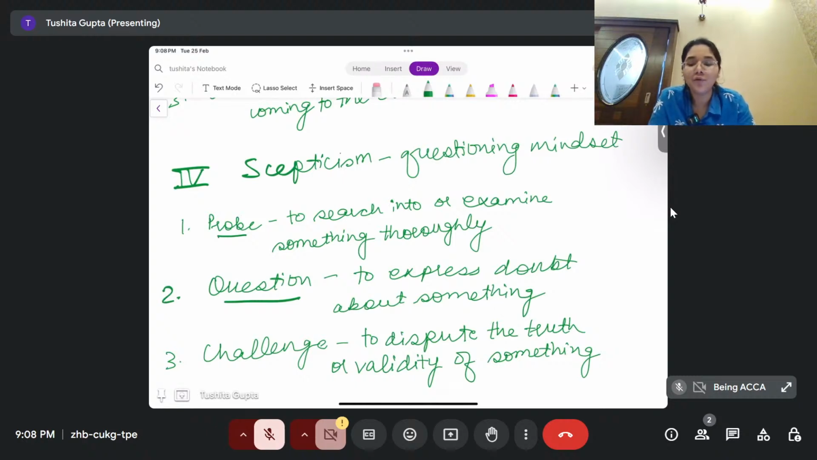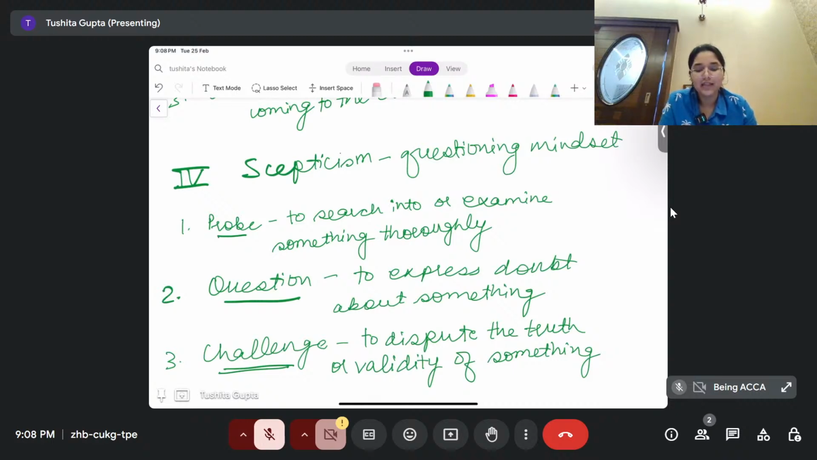Whatever they are telling you to be the truth, you are questioning them, you are challenging them, asking is it really the truth? You are disputing the truth. Dispute means whenever you believe something else, I believe something else. So when you challenge, you dispute the truth or validity of something. So you are going to question the management, do you really think that this will be the scrap value? Will you actually be able to fetch $1 million after 10 years? So this is how you involve challenge in your skepticism skills.